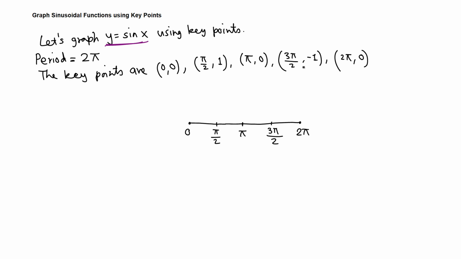Okay, now let's locate these ordered pairs. So we have the y-axis here, and this is x, and 0, 0, so this is the point here, pi over 2, 1. Let's say this is 1 and this is negative 1. So pi over 2, 1. Okay, pi 0 here, 3 pi over 2, negative 1, so it's down here, and 2 pi 0.